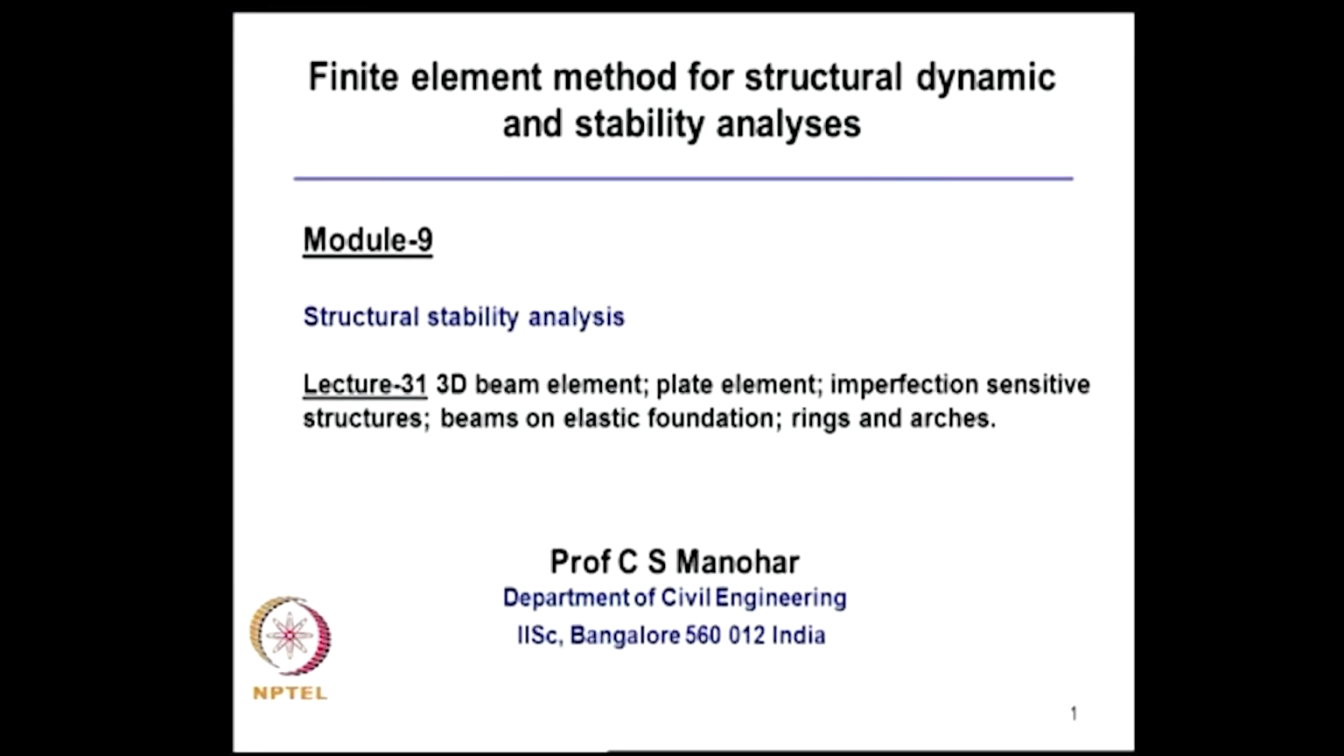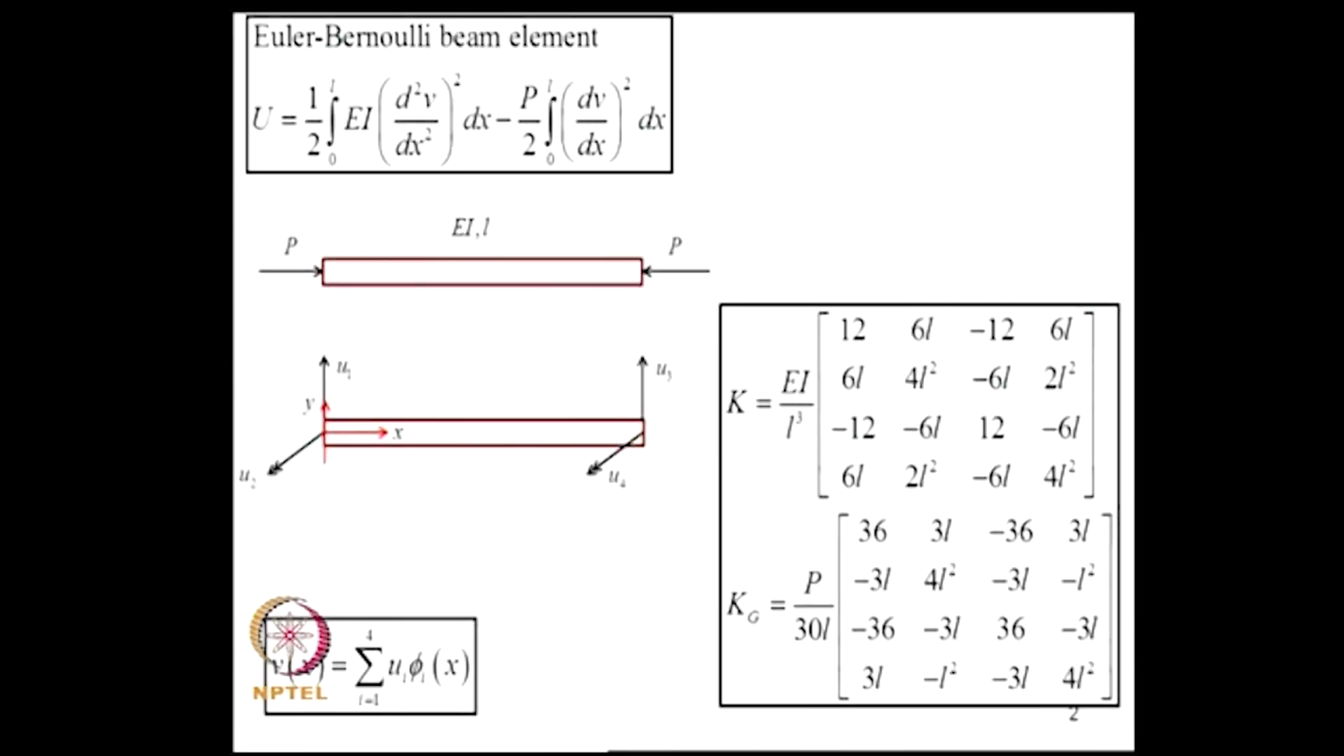We are discussing questions on stability analysis of structures made up of beam elements. In the last class we derived the geometric stiffness matrix for an Euler-Bernoulli beam, and this is the total potential, and we use this as a trial function, and this is the geometric stiffness matrix that we derived.